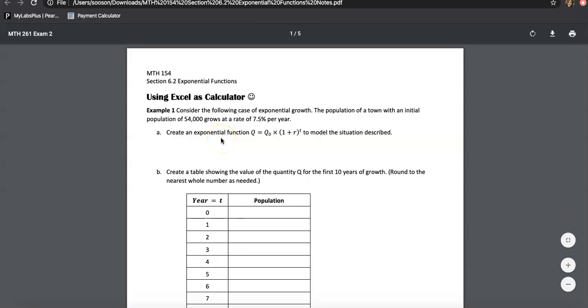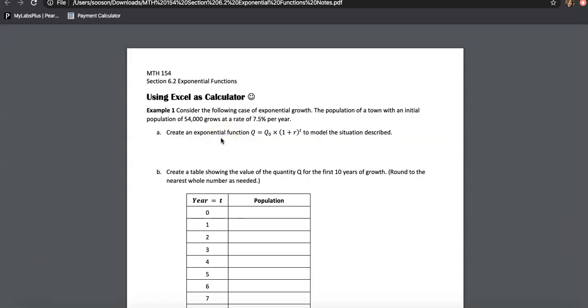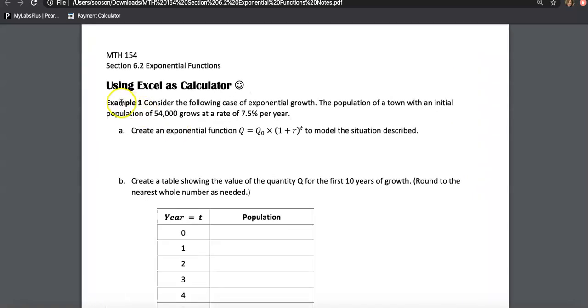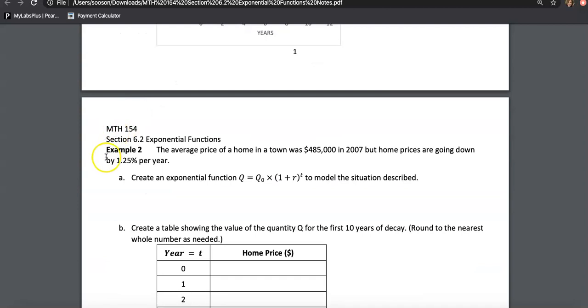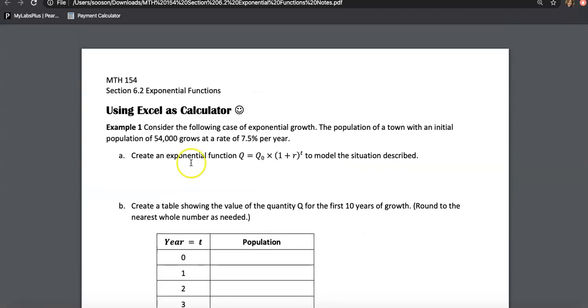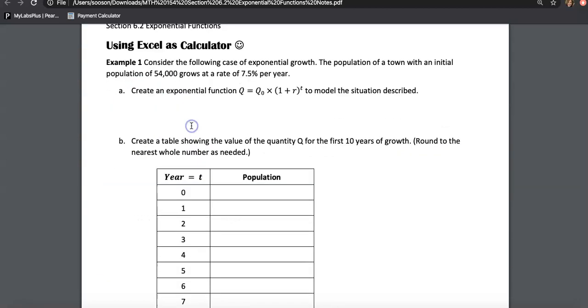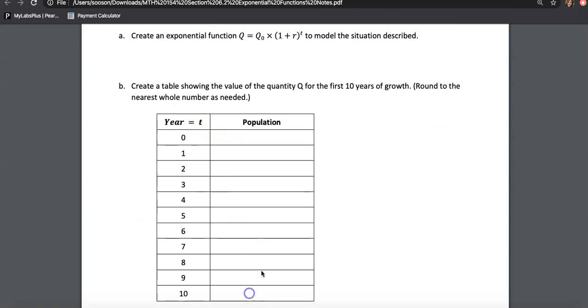I am about to go over the first two pages using Excel as calculator: example number 1 and example number 2 in this video using Excel, okay? Because I'm going to really use my Excel as a calculator to figure out this entire table.